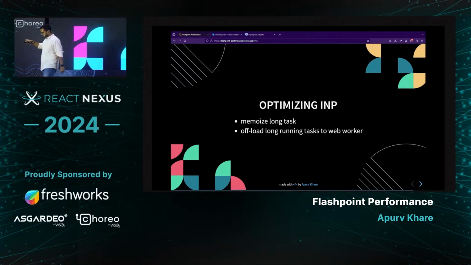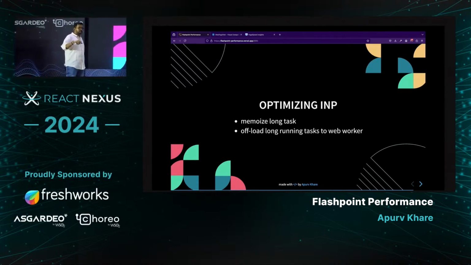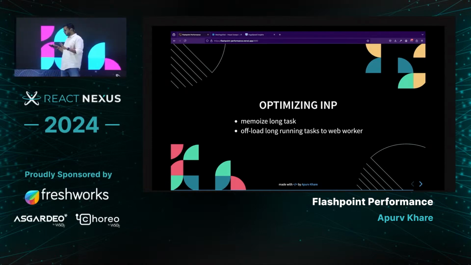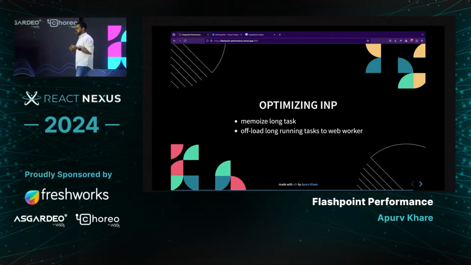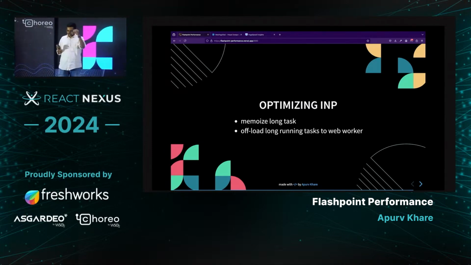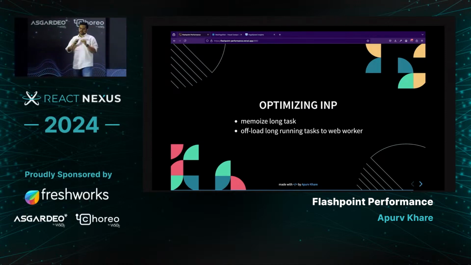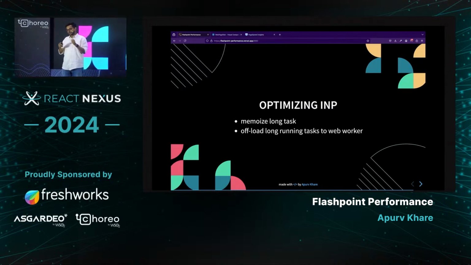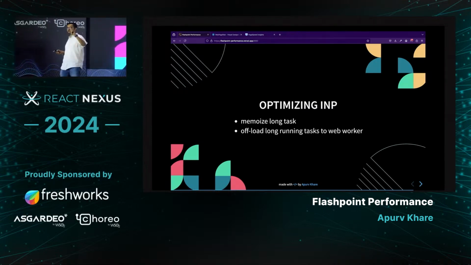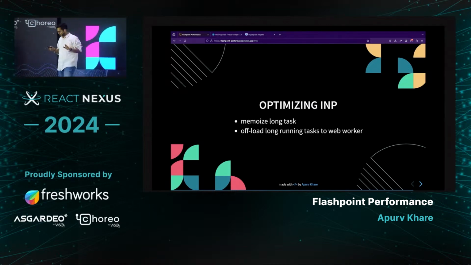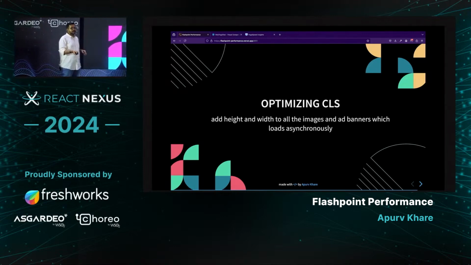Optimizing INP, that is interaction to next paint. Memoize long tasks or offload long-running tasks to a web worker. Web worker, if you are not aware, lets you create a separate thread which runs separately to your main thread, and you can offload JavaScript tasks to it so that they can be executed in parallel. And they can communicate with each other using the postMessage API. But one important thing, you cannot offload DOM-related tasks to your web worker. Only JavaScript tasks.